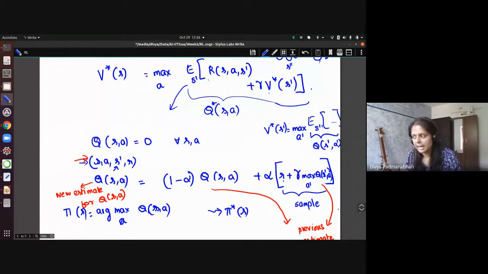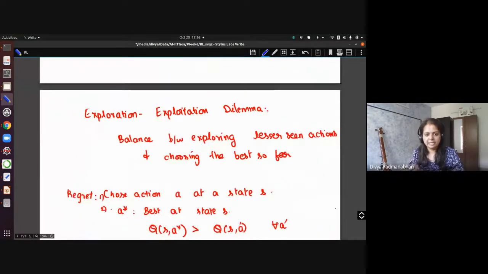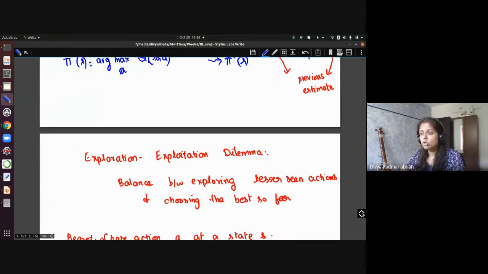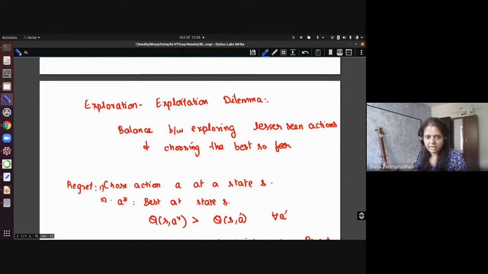So this was the Q learning algorithm, and then we also saw how you do exploration with Q learning. You combine exploration with Q learning, where you decide what kind of transitions you want to see. At every point you want to do well, but you also want to explore some parts of your states and action space.